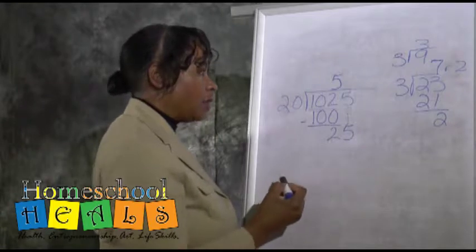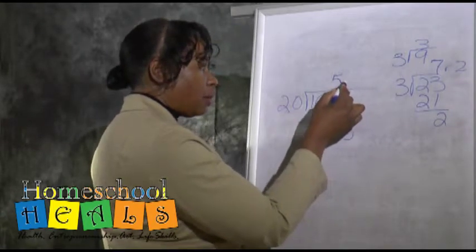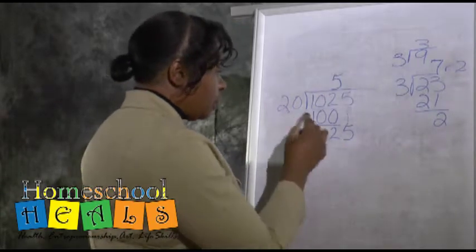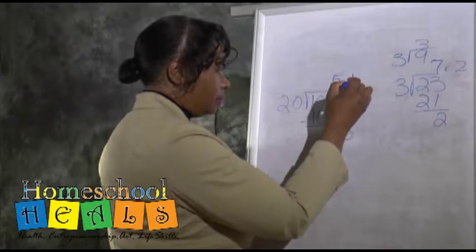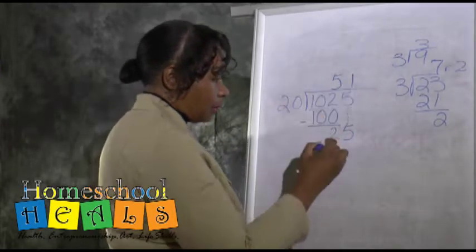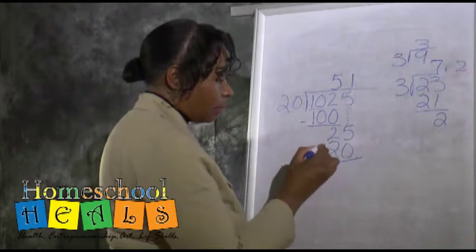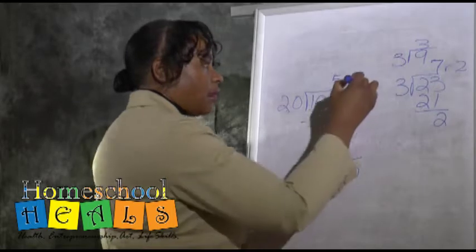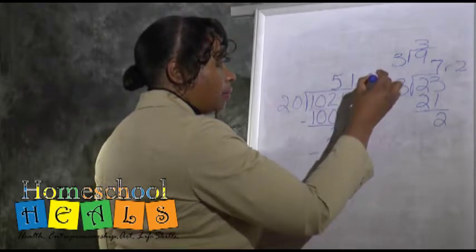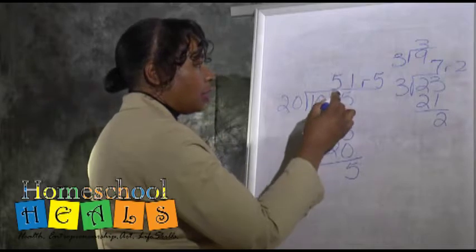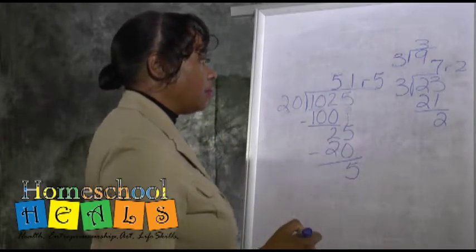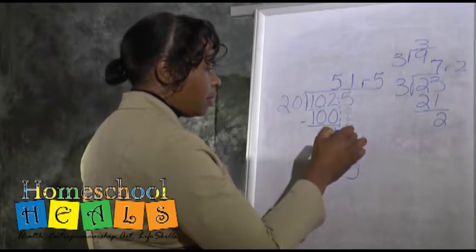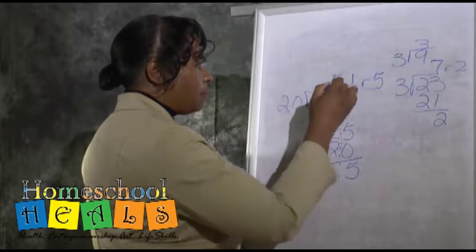So 20 goes into 25, because we brought down the 5, we're working with this 5 number. So whatever number we come up with, we put over the 5. So 20 goes into 25 one time. It's 20 times 1 is 20. Subtract it. 5 minus 0 is 5. And that's going to be our remainder because we don't have any more numbers to bring down. So your answer is 51, remainder 5.